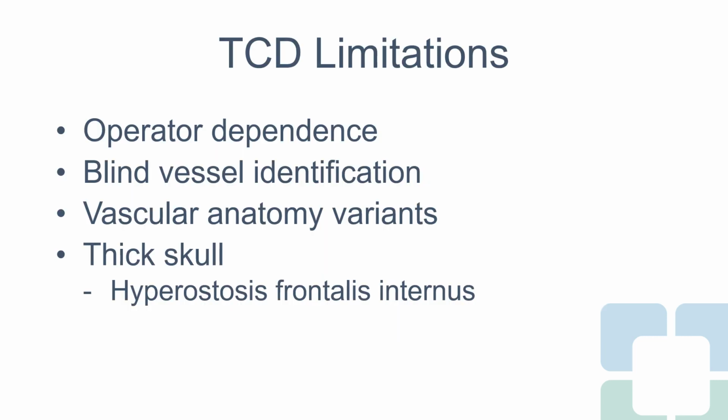So the TCD limitations: there's operator dependence. There's blind vessel identification, which means that you're not actually able to directly identify what vessel it is. You have to use the operator to help identify that, as well as looking at the waveforms and which direction the blood is flowing, which is why it's very important to pay special attention to the direction of blood flow in the windows. That's really how you're going to identify the majority of which vessel it is, and that's pretty consistent on the test. I think a lot of the questions on the test will focus on the direction of flow in the different windows, so I would remember those. There are also vascular anatomy variants, and in a thick skull you won't be able to see the majority of these.